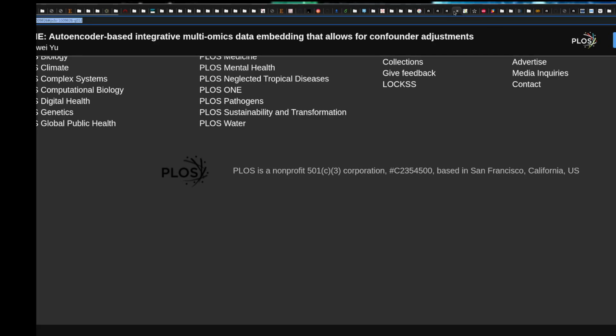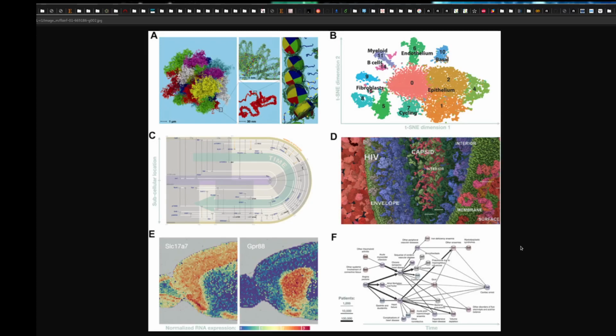Olsen, J.V., Blagoev, B., Gnad, F., Macek, B., Kumar, C., Mortensen, P. et al., 2006. Global, in vivo, and site-specific phosphorylation dynamics in signaling networks. Cell 127, 635-648. DOI 10.1016/j.cell.2006.09.026. PubMed Abstract, CrossRef, Full Text, Google Scholar.